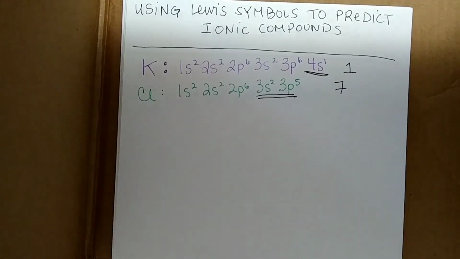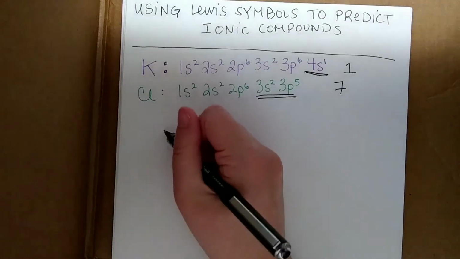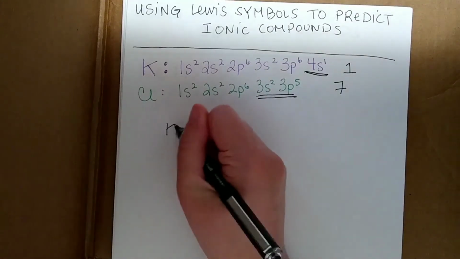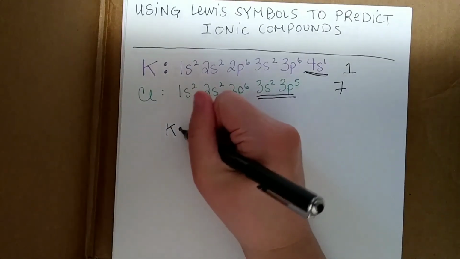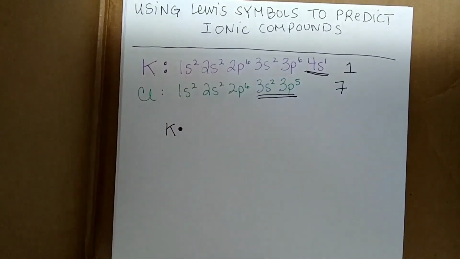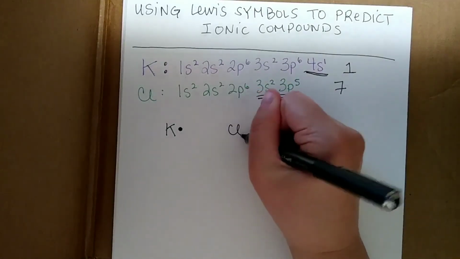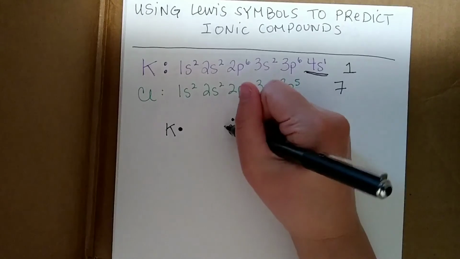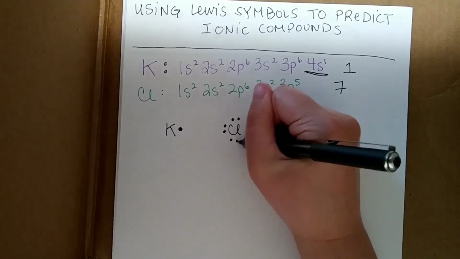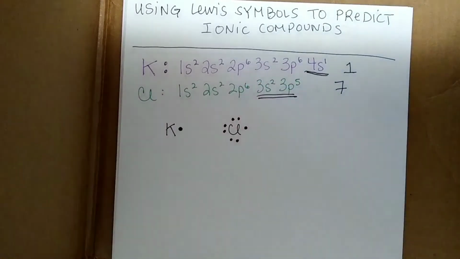So we know that to draw a Lewis structure, we take the element from the periodic table and then represent the valence electrons as dots. So the Lewis structure for the potassium is given by the symbol K, and simply 1 dot. And the Lewis structure for the chlorine is given as Cl with 7 dots. So we'll do 1, 2, 3, 4, 5, 6, 7.